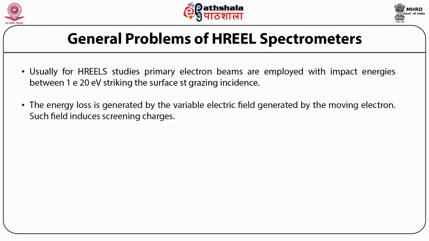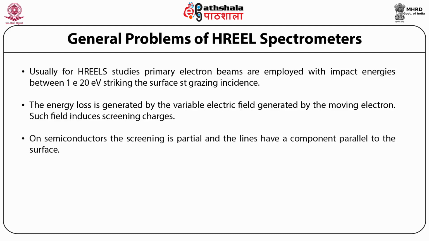The energy loss is generated by the variable electric field generated by the moving electrons. Such a field induces screening charges. On metals, the screening is perfect and the electrical field lines are therefore normal to the surface. On semiconductors, the screening is partial and the lines have a component parallel to the surface.